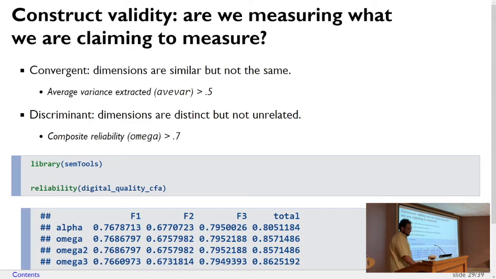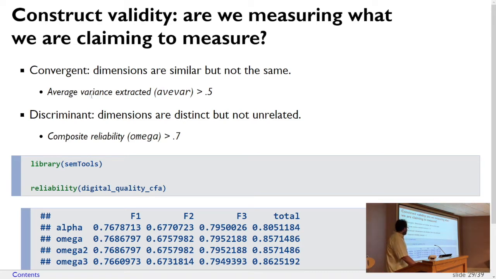Okay. All right, so one other caveat here with construct validity. Again, we want things that are similar but not so similar. So this is convergent validity: dimensions are similar but not the same. Discriminant validity: dimensions are distinct but not unrelated. So it's the same idea that each thing is telling a unique aspect of our latent factor, or of our latent variable. So to do that, I'm going to use this reliability function from semTools.